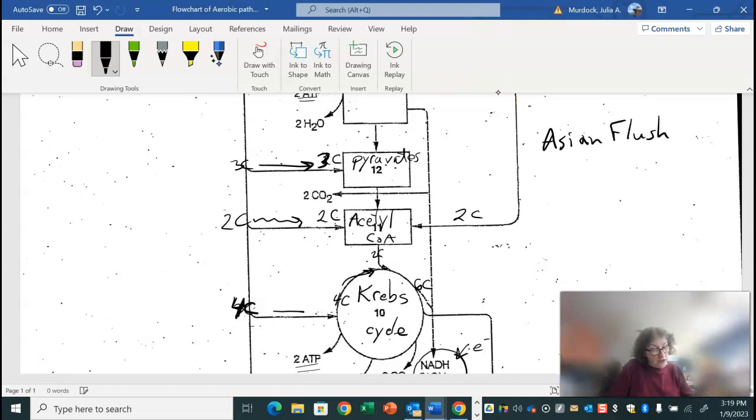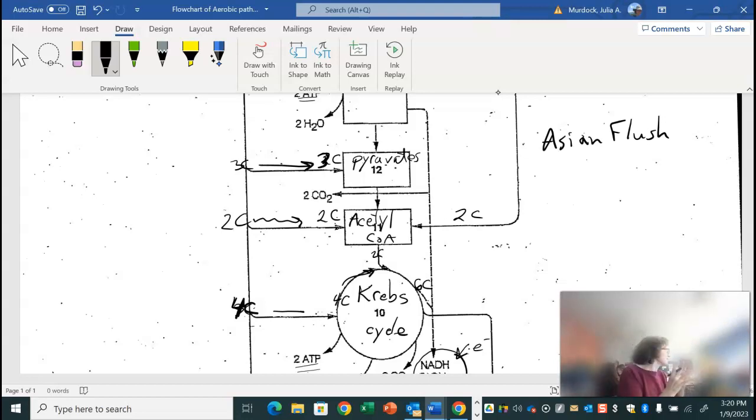Asian flush is the phenomenon where there is a genetic issue in some members of the Asian population, which makes it difficult for them to process alcohol. So when they have a drink, their skin flushes pink, and it doesn't take much at all. Only one drink causes enough of a disruption for them to flush pink, and for people around them to think, oh my goodness, you're drunk. When in fact they're not.